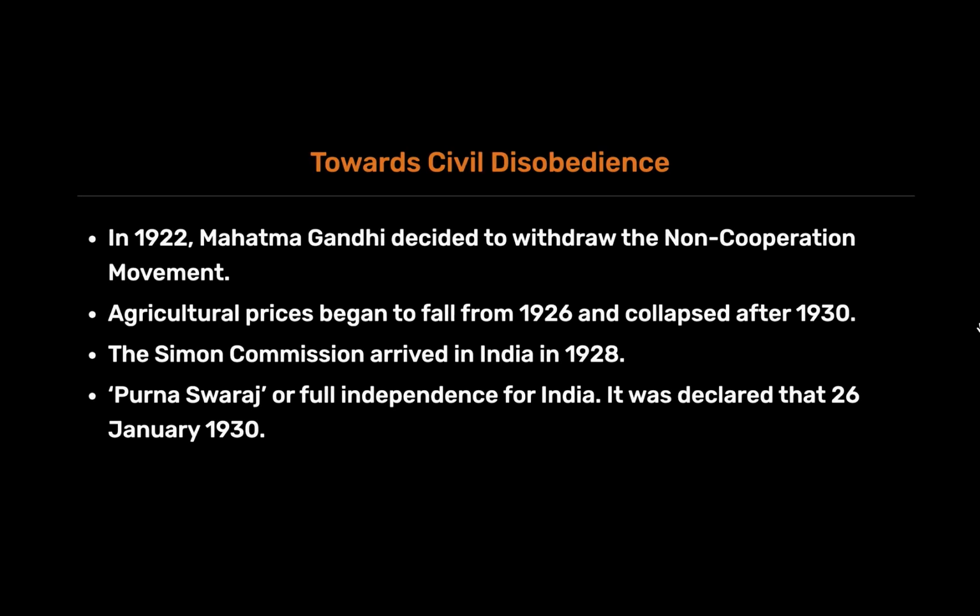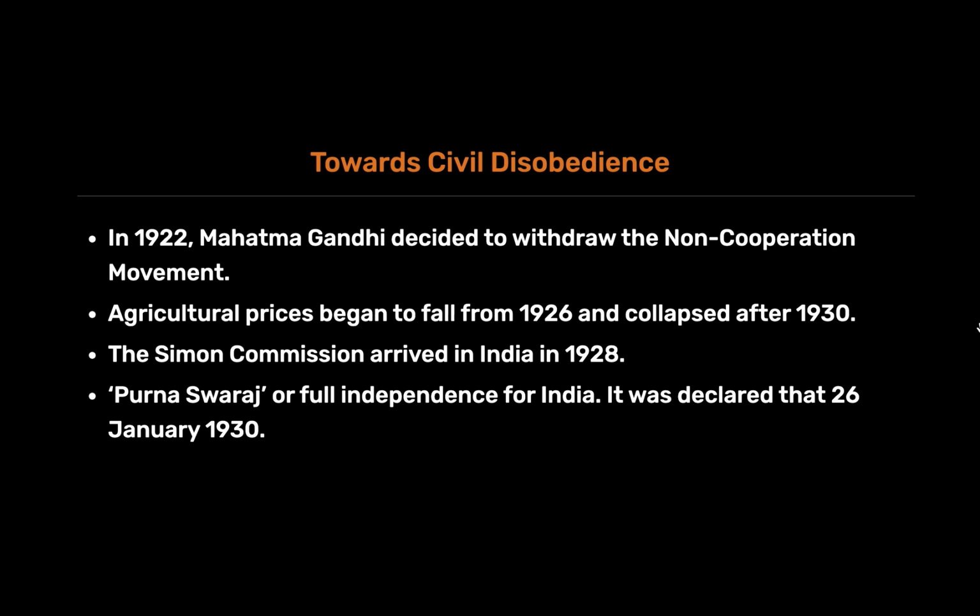Towards civil disobedience. In February 1922, Mahatma Gandhi decided to withdraw the non-cooperation movement. Agricultural prices began to fall from 1926 and collapsed after 1930. As the demand for agricultural goods fell and exports declined, peasants found it difficult to sell their harvests and pay their revenue. By 1930, the countryside was in turmoil.